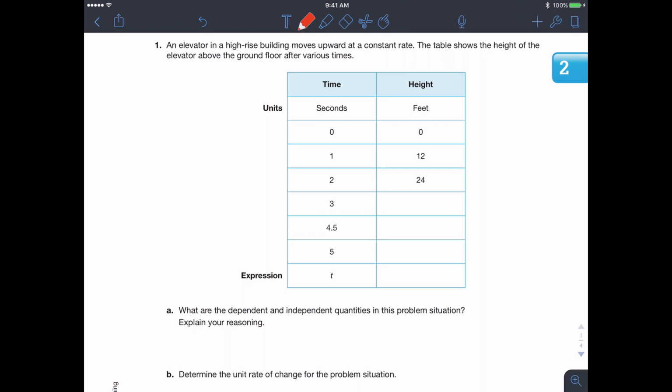Number 1: an elevator in a high-rise building moves upward, keyword, at a constant rate. The table shows the height of an elevator above ground at various times. Okay? So let's just go through it.